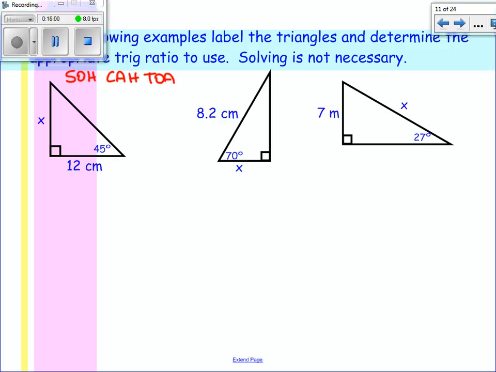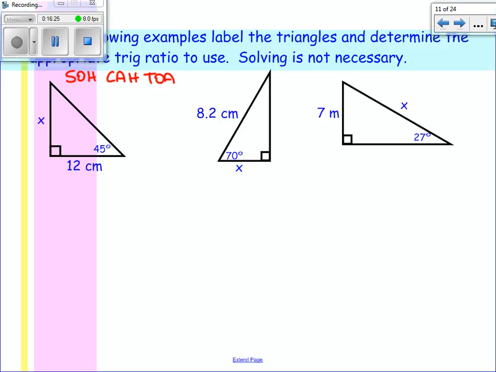Alright, step one. The question is, find this side length. We can't use Pythagorean theorem because we don't have two side lengths. So we have to use SOH CAH TOA. The first step to using that method is label your triangle properly. You label it based on the angle you're looking for.